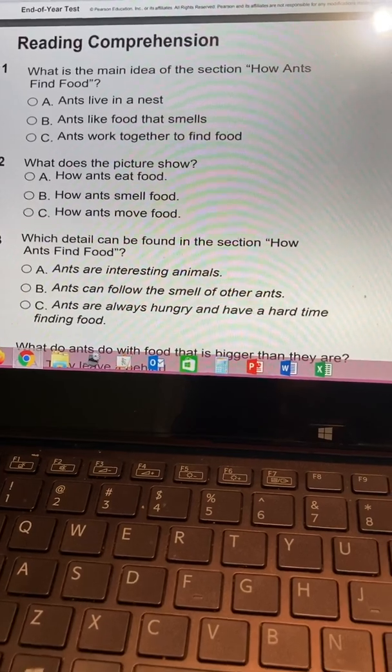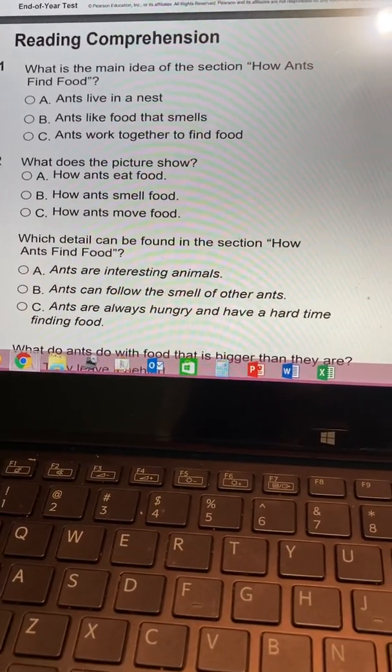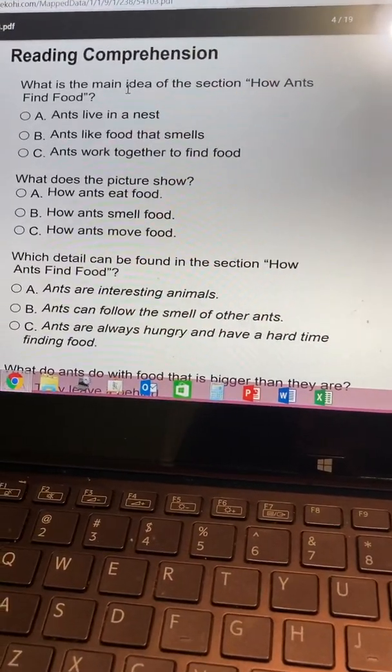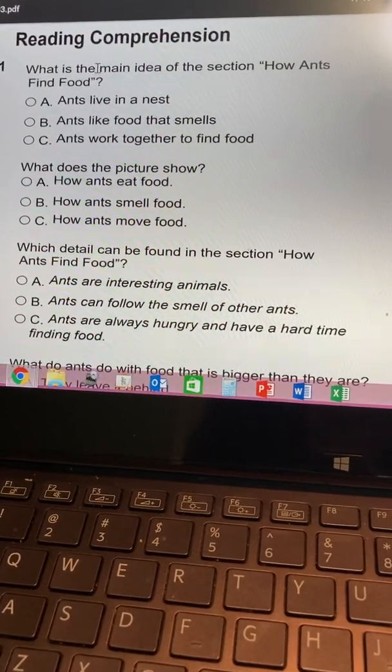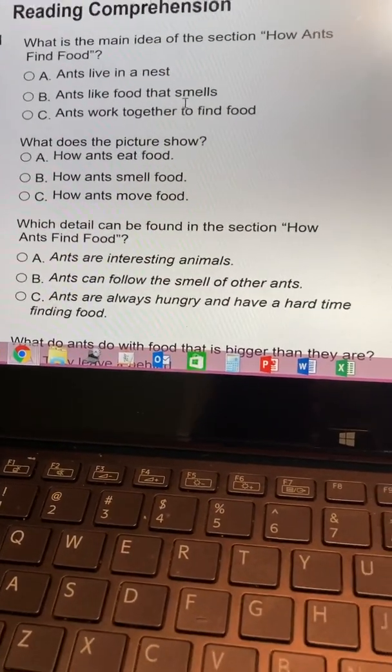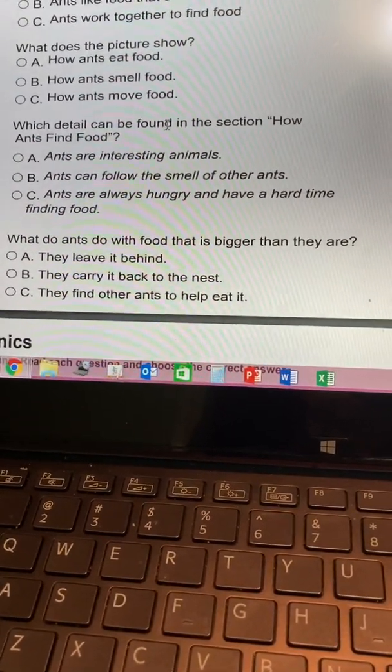Okay. The first assignment for ELA is your reading comprehension, which is to make sure you understood the story. It's going to be asking you some questions about the story. Main idea. Remember the most important message or the most important part of the story. What was it mostly about? Okay, so make sure you pay really close attention when you read the story so you can answer all those questions.